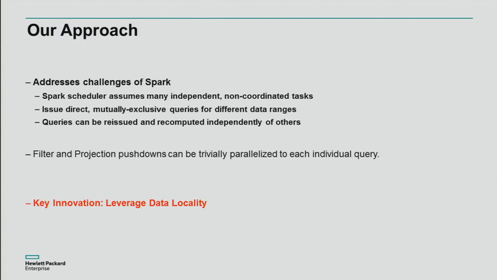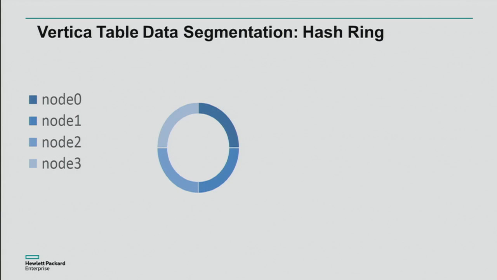And our solution is simply to have these tasks each issue a direct query to Vertica. Now, the advantage of having this parallel query approach is that the filter and projection pushdowns are trivial. Each query can have the same predicates, and they can be safely executed independently of one another. Now, the key innovation that is interesting about this work is how we leverage data locality.